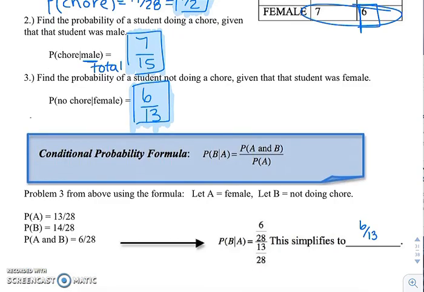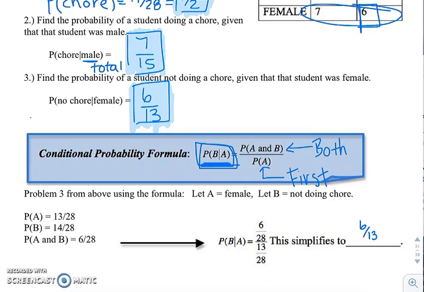The probability of B given A is the probability of both of them happening divided by just the event of the first one. So the probability of both divided by the probability of the first thing happening.